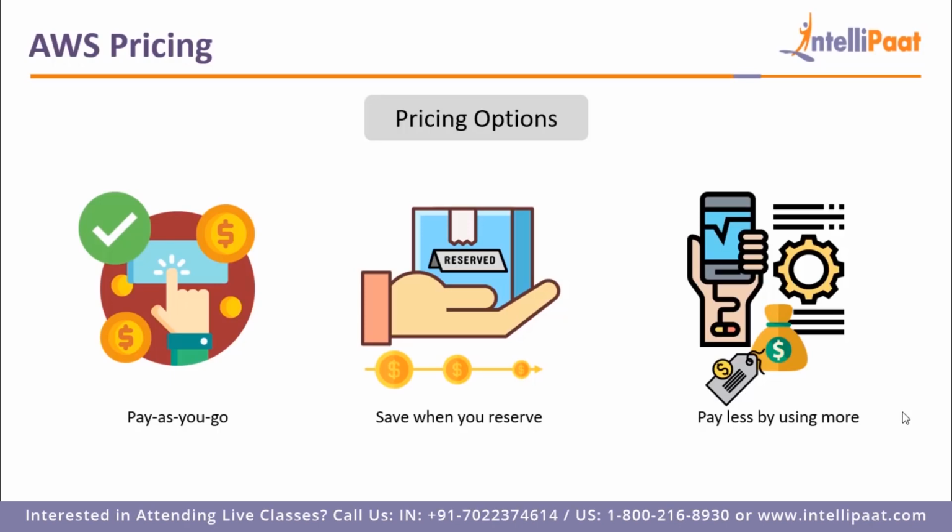All right. The third kind of pricing is pay less by using more. What this basically means is the more you will be using your instance, for example, the type of pricing that you get for an instance is on a per hour basis, right? The more you will use your instance, the less the hourly rates will become, right? So that's also an awesome feature by AWS which says pay less by using more. All right. So guys, these were the pricing options in AWS.